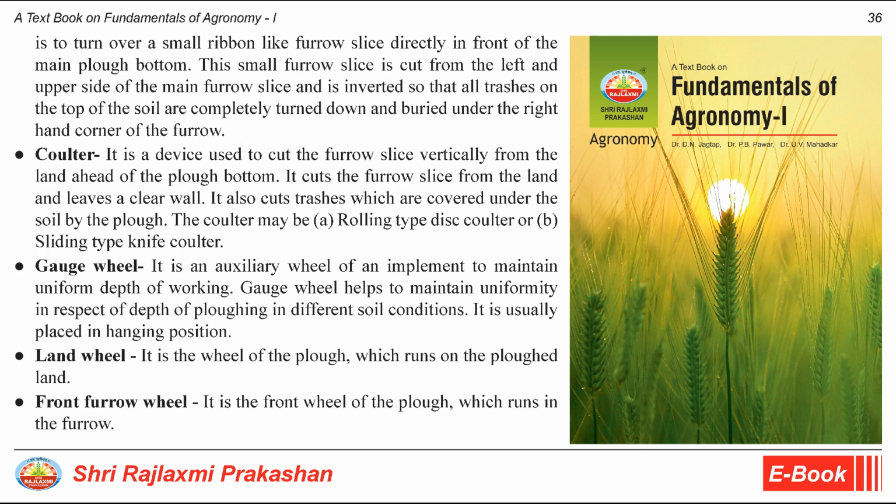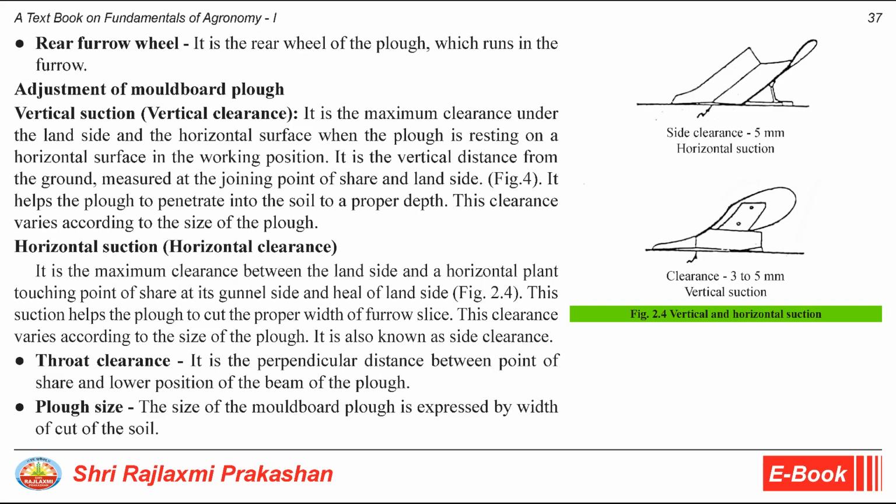Gauge wheel helps to maintain uniformity in respect of depth of ploughing in different soil conditions. It is usually placed in hanging position. Land wheel. It is the wheel of the plough which runs on the ploughed land. Front furrow wheel. It is the front wheel of the plough which runs in the furrow. Rear furrow wheel. It is the rear wheel of the plough which runs in the furrow. Adjustment of mold board plough. Vertical suction.